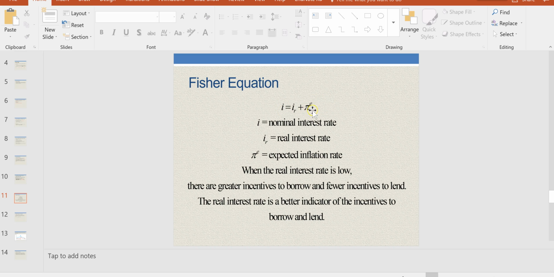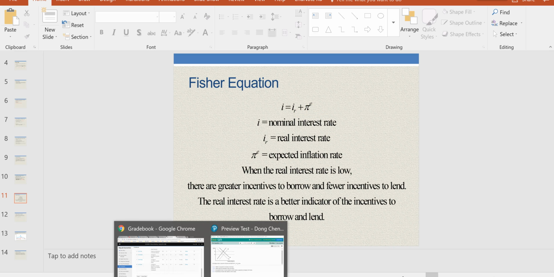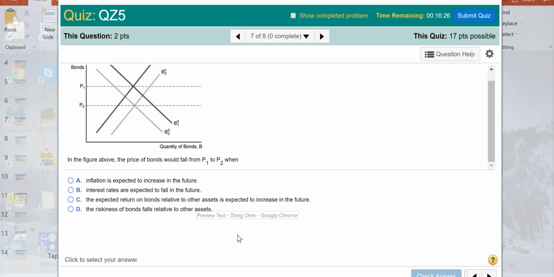But if you increase this, then with this fixed, the real interest rate will have to decrease in order to balance this equation, right? If the real interest rate is decreased, then from the demand perspective, bondholders get a lower return. Hence, the demand for the bonds will decrease. And that seems to be the case here.